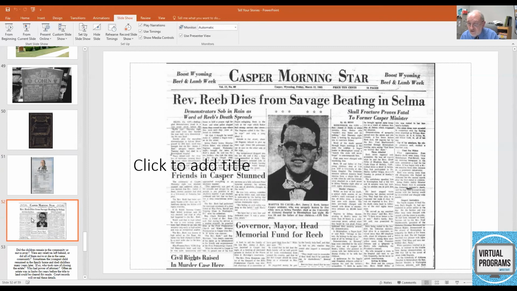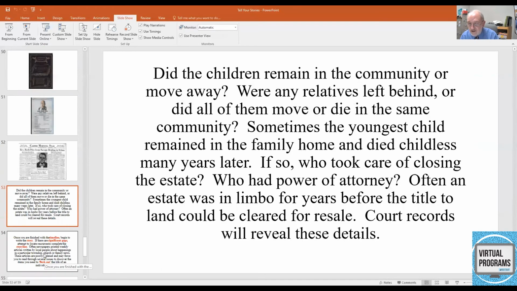If your person was involved in politics or was a minister or another public official, there was often an article written about that person. If the person was affiliated with a lodge or other organization, there was often a notice published recognizing that person's accomplishments. Did the children remain in the community or move away? Were any relatives left behind, or did all of them move or die in the same community?